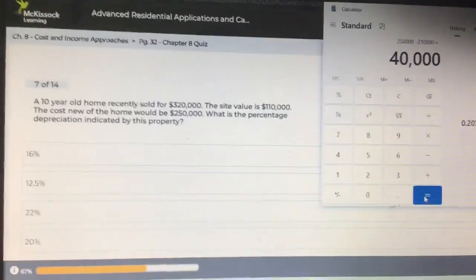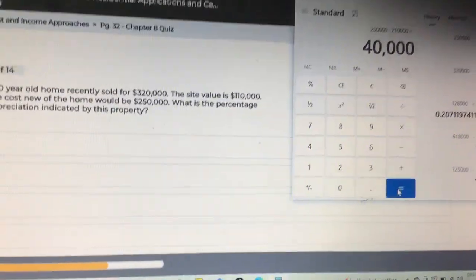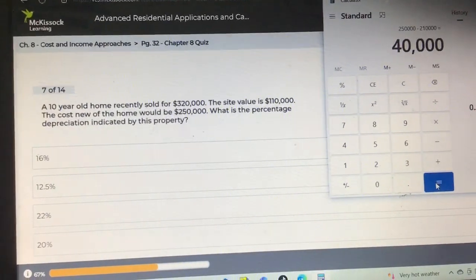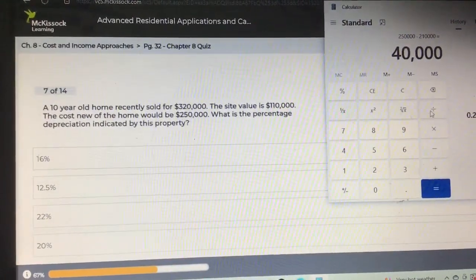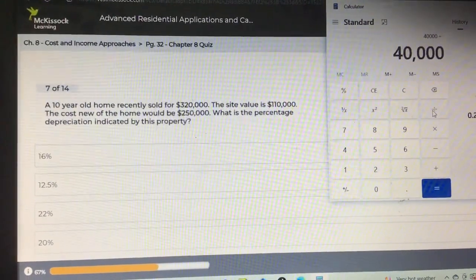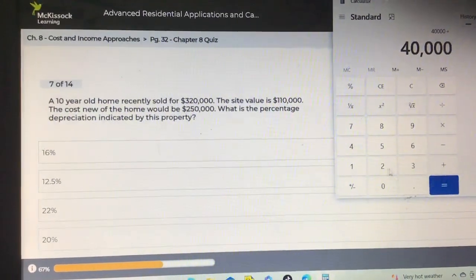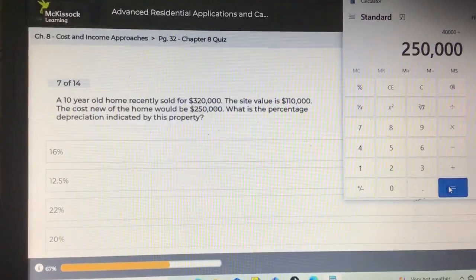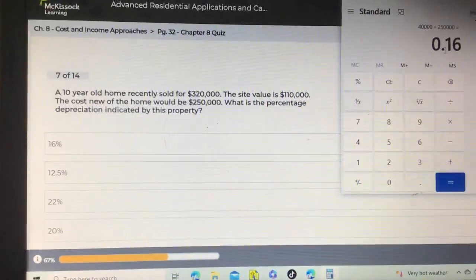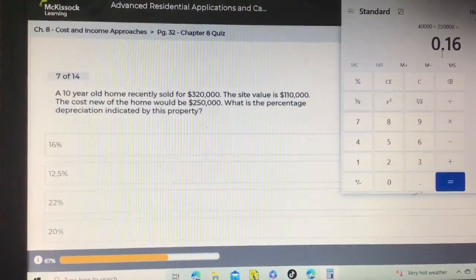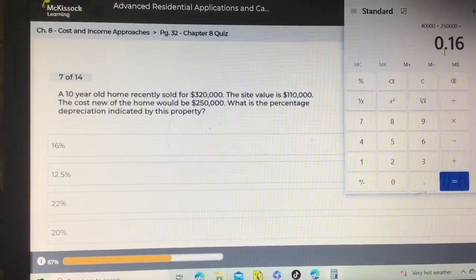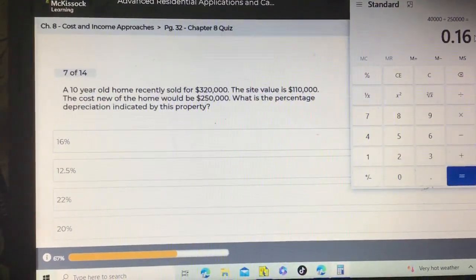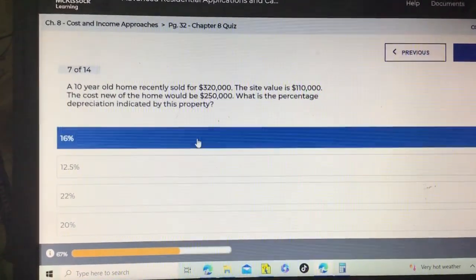And then you're going to proceed to phase 3. Phase 3, you take the $40,000 lump sum depreciation and divide it by the estimated cost new, which was $250,000. That equals 0.16. The final phase of the problem is you move the decimal 2 places to the right, and it's going to equal 16%. The answer is A.